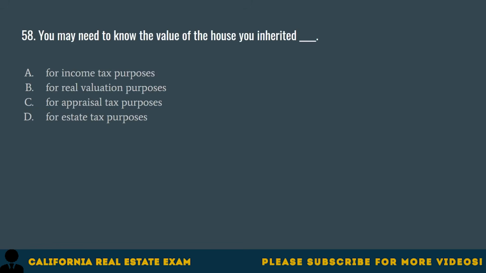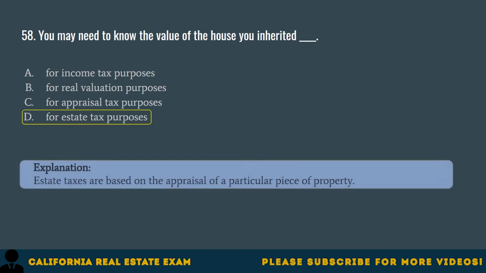Question 58. You may need to know the value of the house you inherited, A. For income tax purposes, B. For real valuation purposes, C. For appraisal tax purposes, D. For estate tax purposes. The correct answer is D. For estate tax purposes. Estate taxes are based on the appraisal of a particular piece of property.